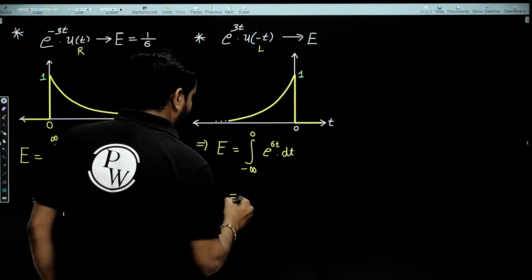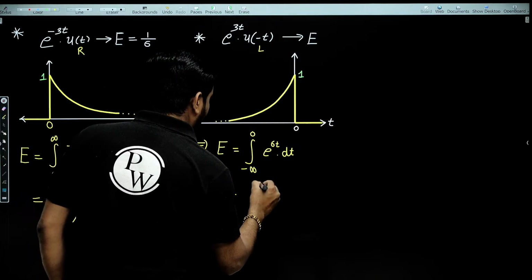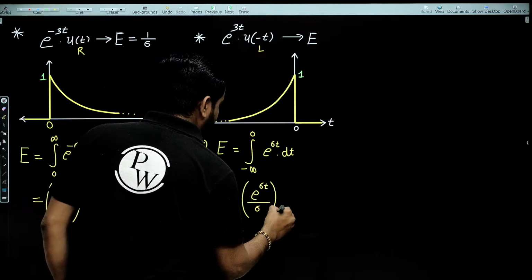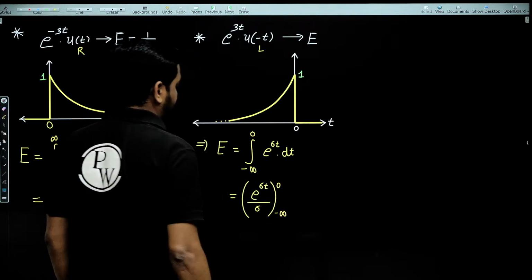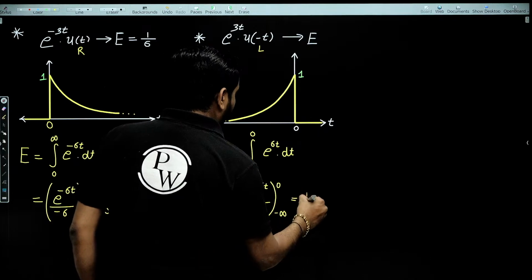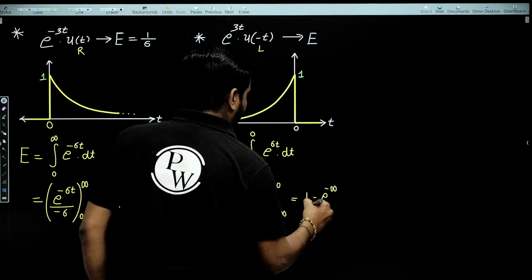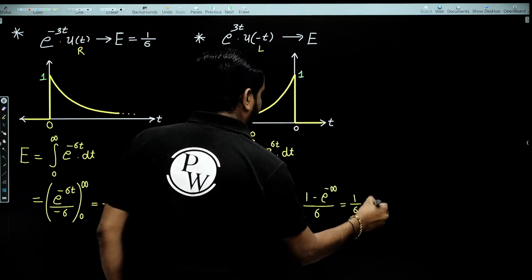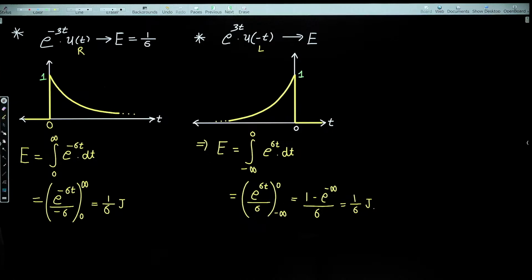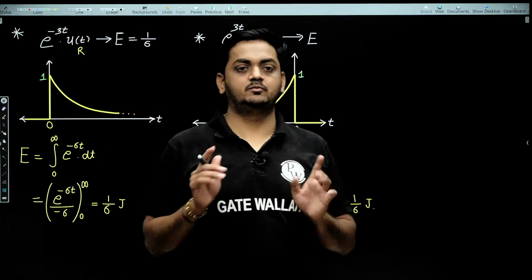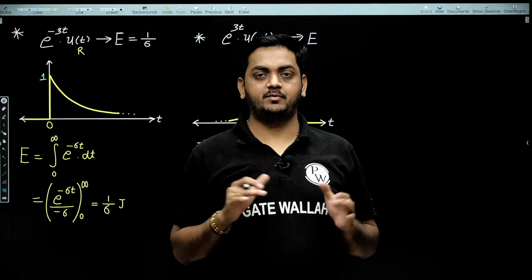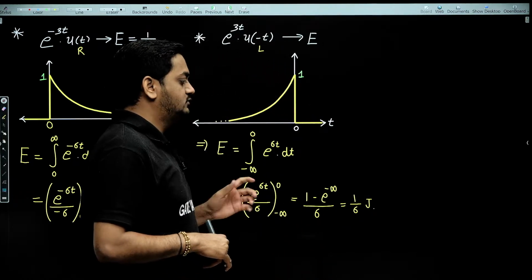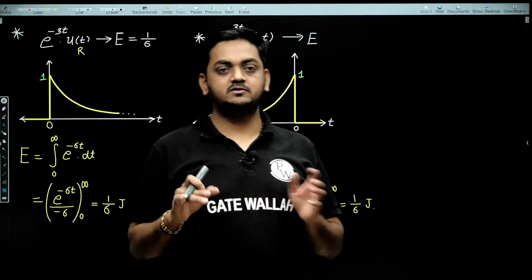Here you can see, e to the power 6t divided by 6, limit is from minus infinite to 0. So if you put 0, 1, then e to the power minus infinite divided by 6. So again you can see the energy remains same. Okay. So time reversal operation doesn't alter energy of the given signal. Is this clear? There is no change in the energy.